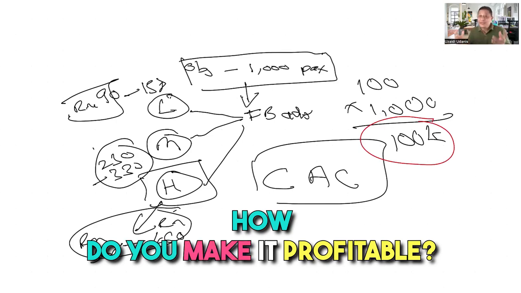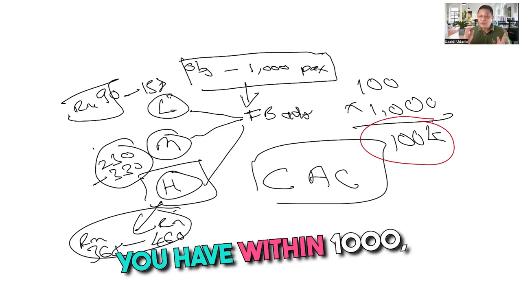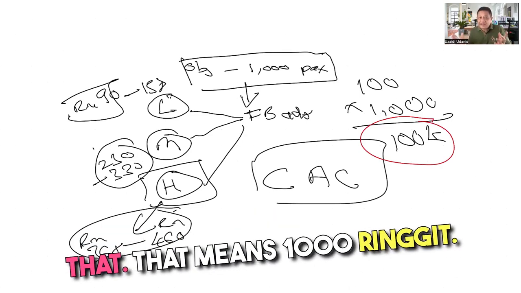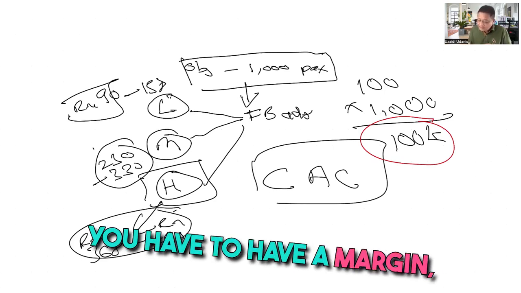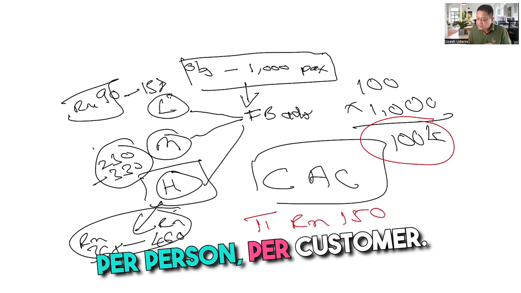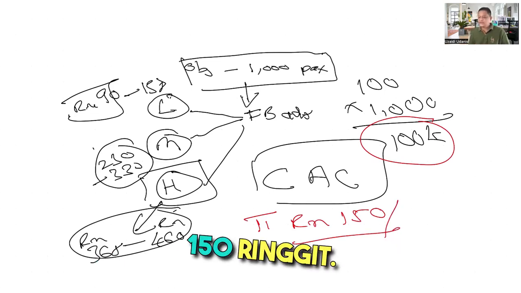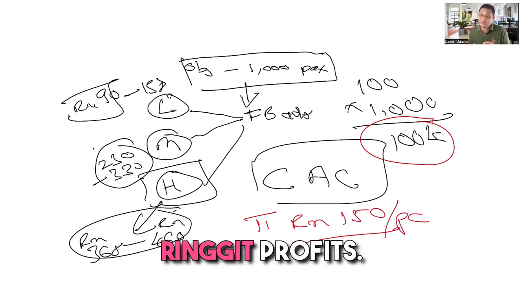How do you make it profitable? For 1,000 customers at 100,000, you have to make it higher than that. That means you have to have a margin of at least 150 ringgit per customer. 150 ringgit means you'll be getting 150,000, so you'll be getting 50,000 ringgit profit.